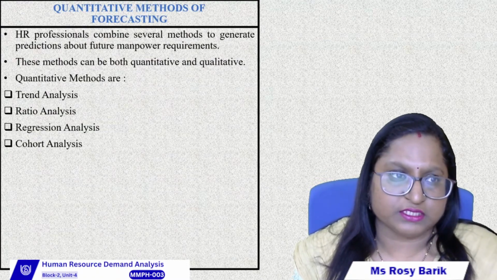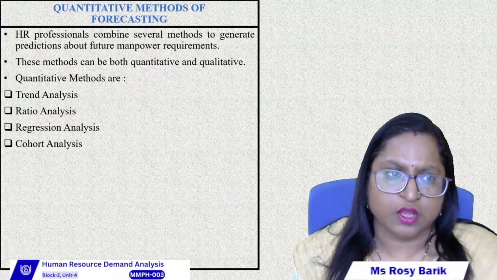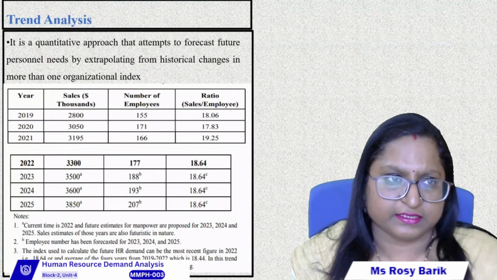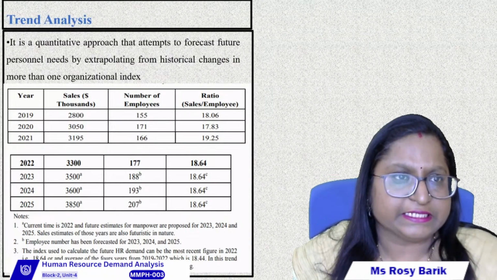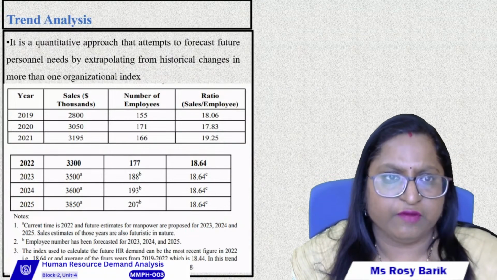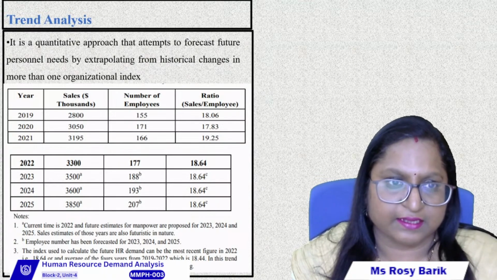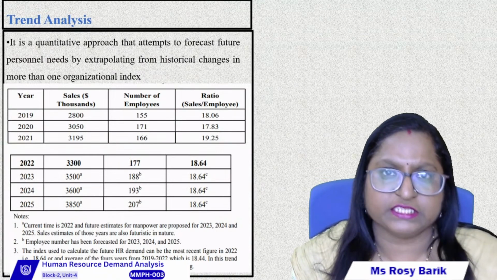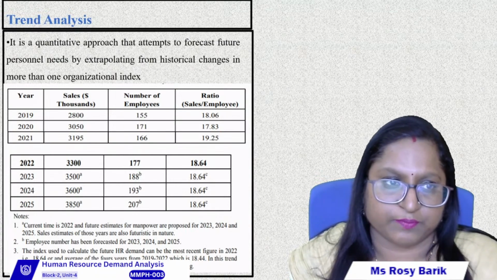So quantitative methods are trend analysis, ratio analysis, regression analysis, cohort analysis. First of all, trend analysis. It is a quantitative approach that attempts to forecast future personnel needs by extrapolating from historical changes in more than one organizational index. That means we can find out the future HR demand based on the past or historical data.